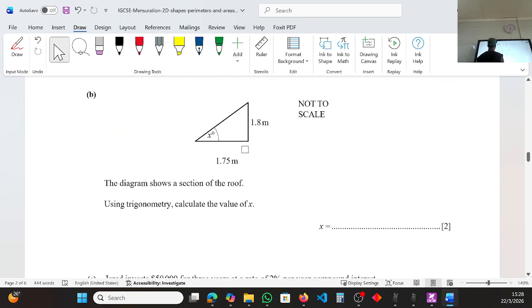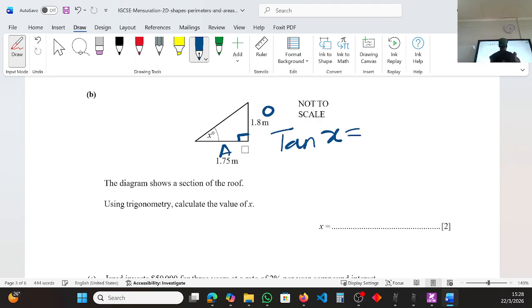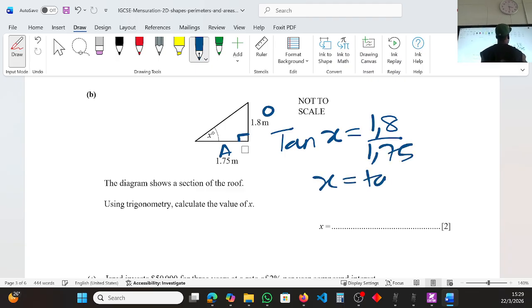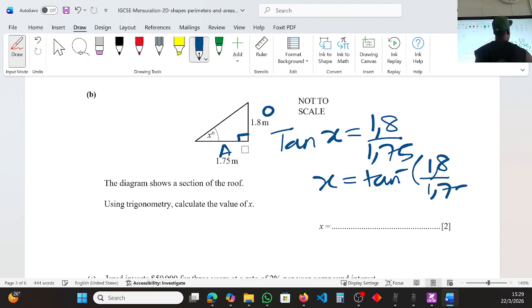I have a trigonometry problem here. The diagram shows a section of the code used to eventually calculate the value of x. So a is my opposite side, that's my adjacent. And I know tan of angle x is equal to opposite side, which is 1.8, over adjacent, which is 1.75. So to get x, it's going to be inverse tan of 1.8 over 1.75.